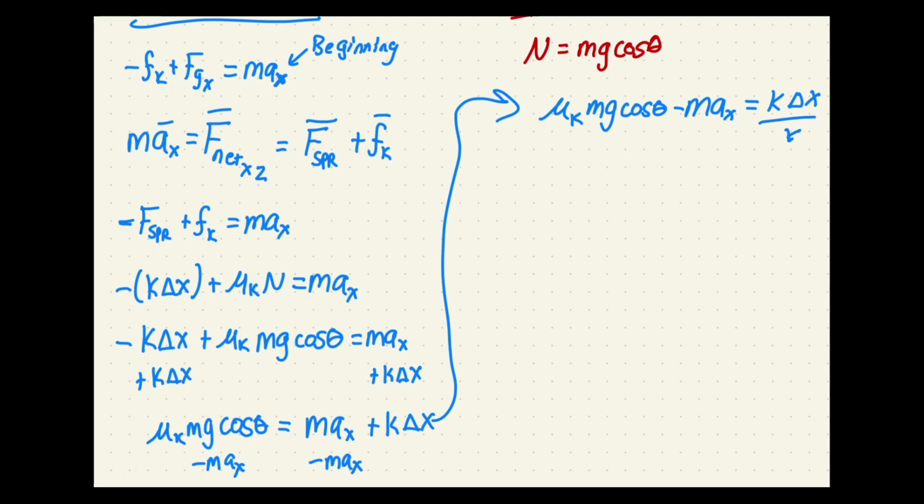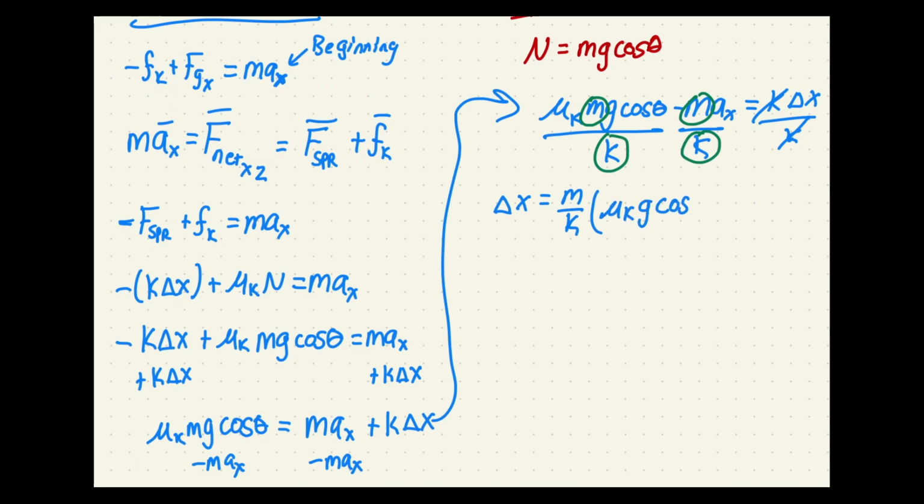So from here, it's just divide through both sides by k, and my k's cancel on my right side. That leaves me with delta x is equal to, now notice, I'll circle these in green, I have an m divided by a k in both terms, right? So I'm going to factor out m over k just because I can. What I'm left with on the first term is mu k times g times cosine theta, and from the second term, it'll just be minus a sub x.